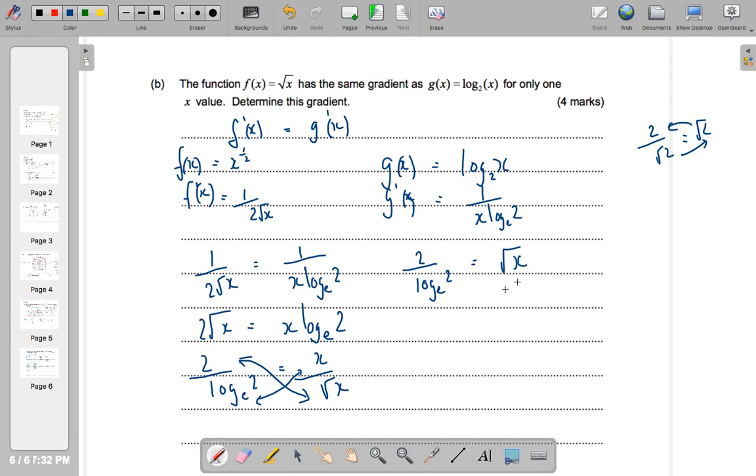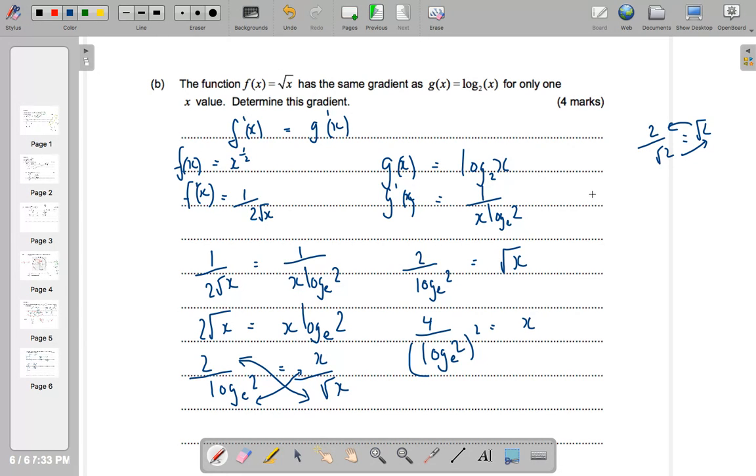Now, to find x, we've got to square both sides. So if we square both sides, that means 4 over log 2 to the base e, all squared, equals x. Right, so there's our x value. Now we have to find its gradient. All right, so that's the x value that we've got. Now to actually find the gradient, you have to put the x value into the derivative. Okay, so a little bit of tricky stuff here.